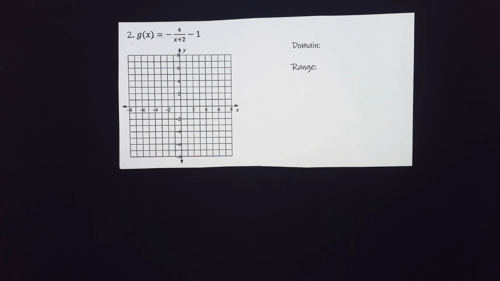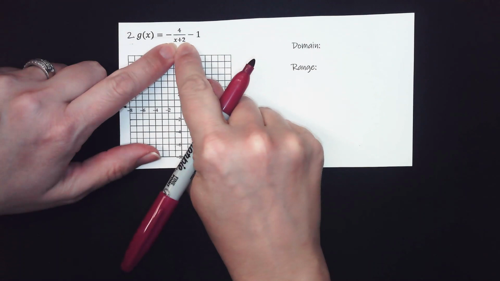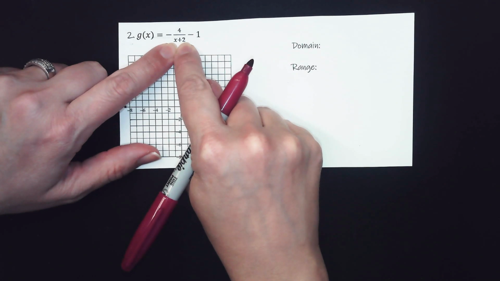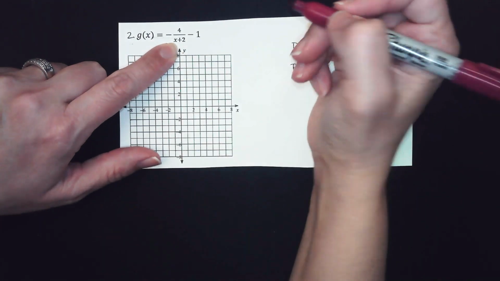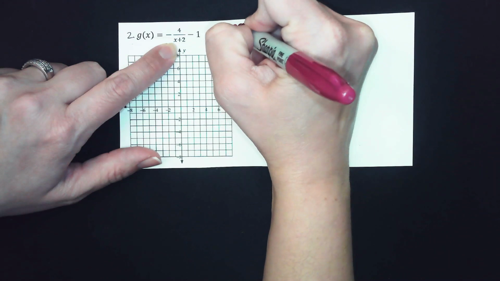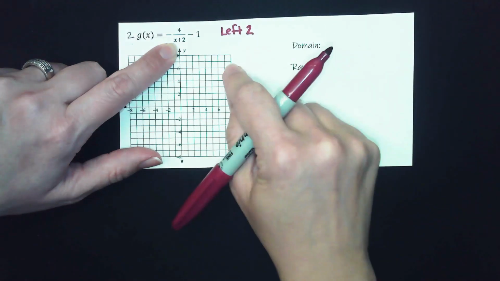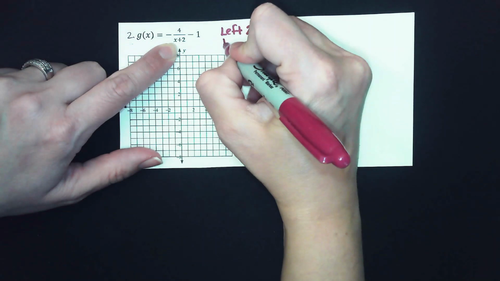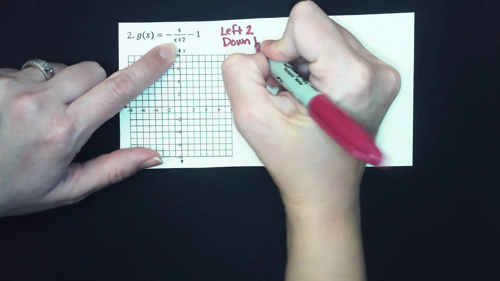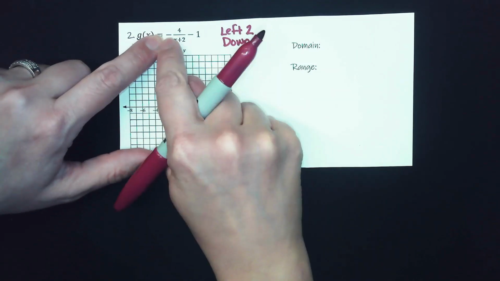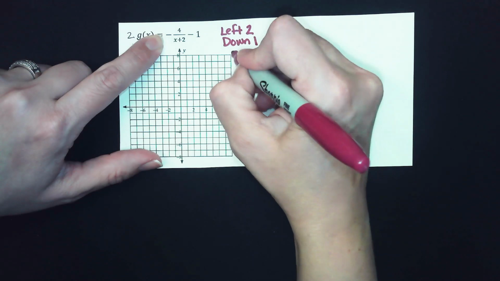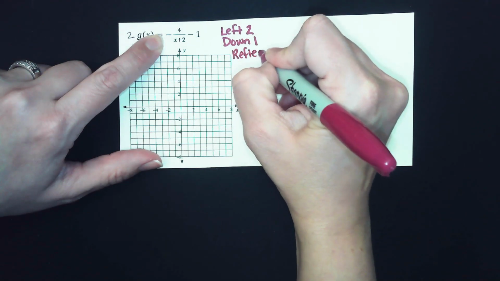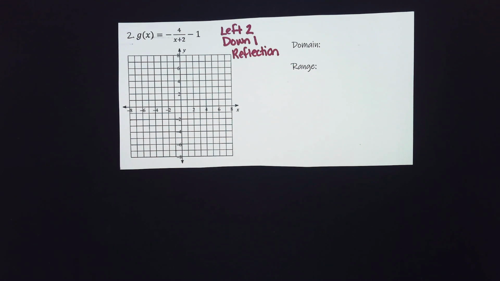So I have a plus 2 grouped with x. Okay, so that's going to move us left 2. I have a minus 1 tacked onto the end, so that was our k, and that moves us down 1. And I have this negative out front. Remember, that is a reflection in the x-axis. Okay, so let's get our asymptotes drawn.